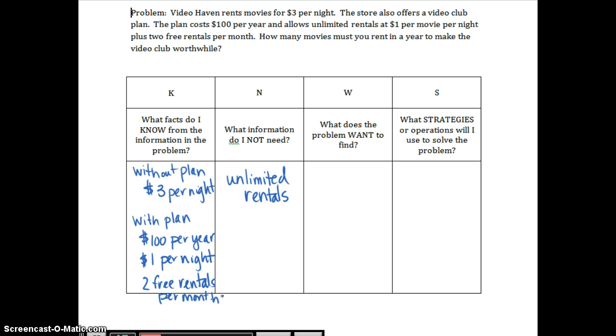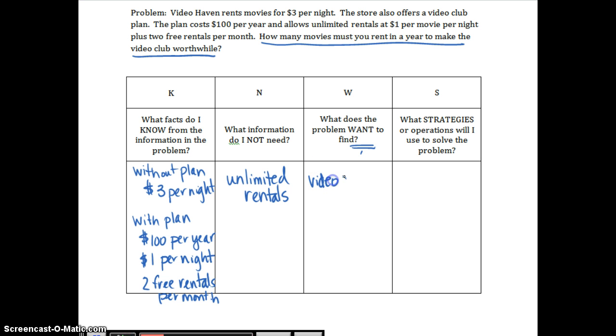Okay, how many movies must you rent in a year to make the video club worthwhile? Well, that last sentence tells us what we're looking for. What does the problem want us to find? Okay, so what we want to find is in 1 year, when will the video club cost in 1 year be less than without the club?